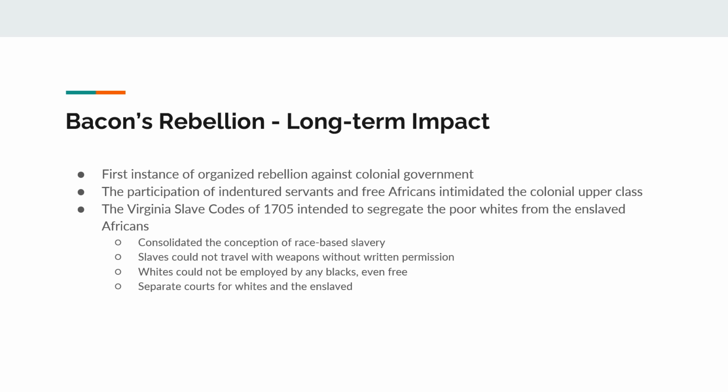So in 1705, as one of the reactions to this rebellion, the Virginia slave codes are passed, and they are intended to segregate the poor whites from enslaved Africans. So it consolidates that conception of race-based slavery. It had a lot of restrictions, like slaves couldn't travel with weapons without written permission. Whites could never be employed by blacks, even free blacks. So you're racializing society. You don't only have social stratification, but you have racial stratification. And regardless of your economic class, it places one race above the other race in society.